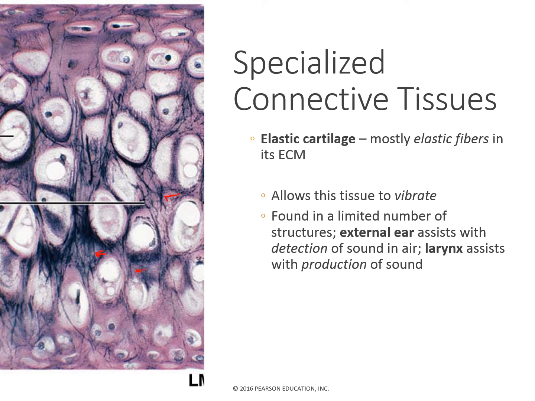One structure where we'll find elastic cartilage is in the external ear. Here, the cartilages vibrate and assist with the detection of sound in the air. In the larynx, that's your voice box, the presence of elastic cartilage assists with the production of sound.